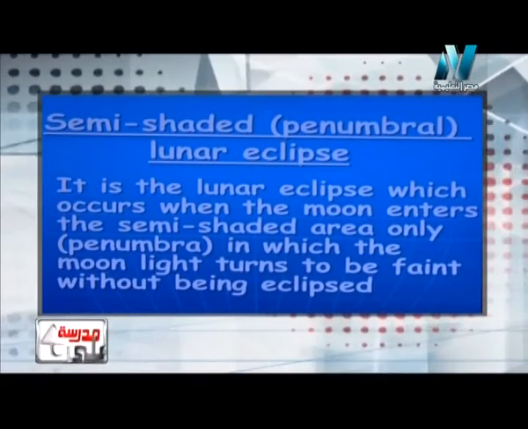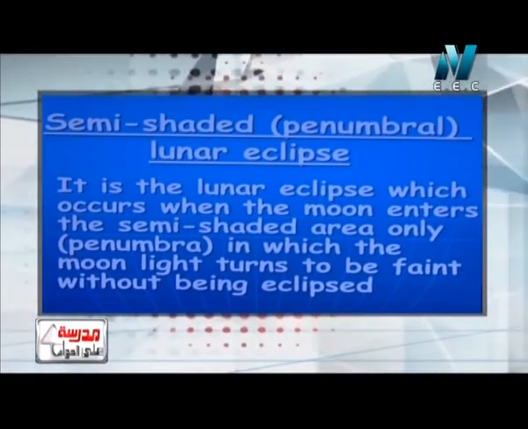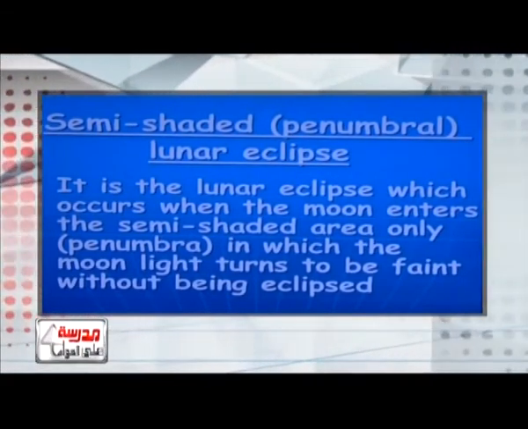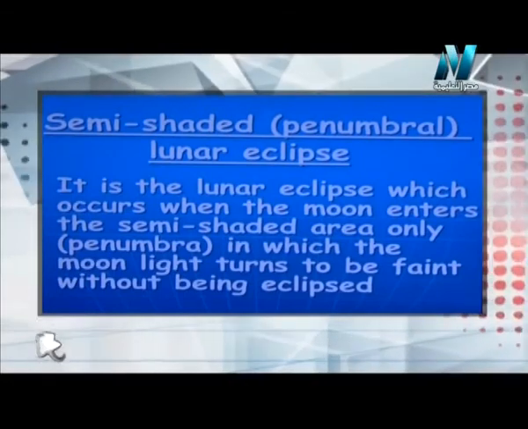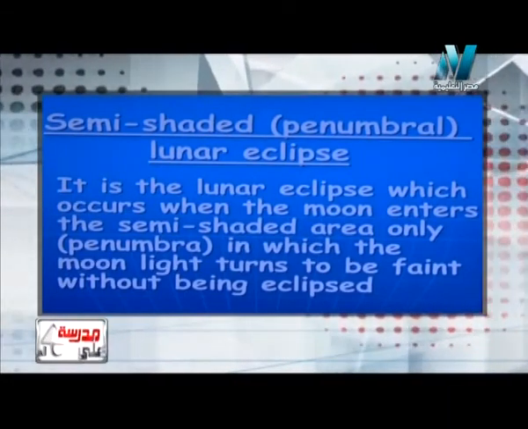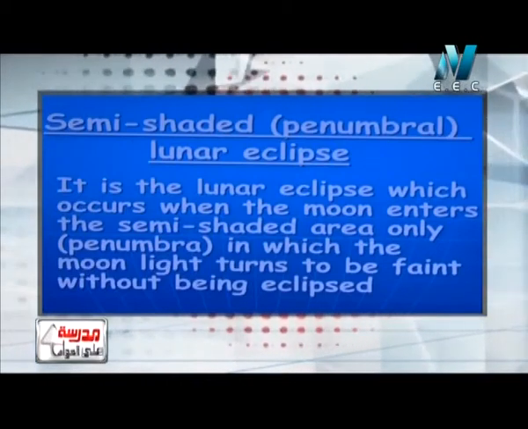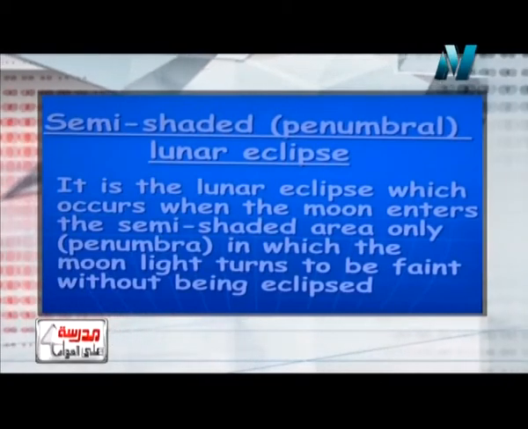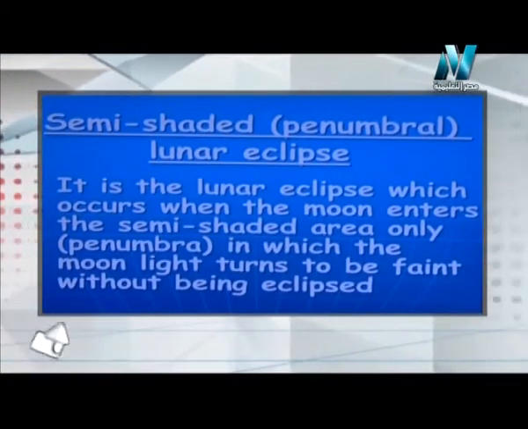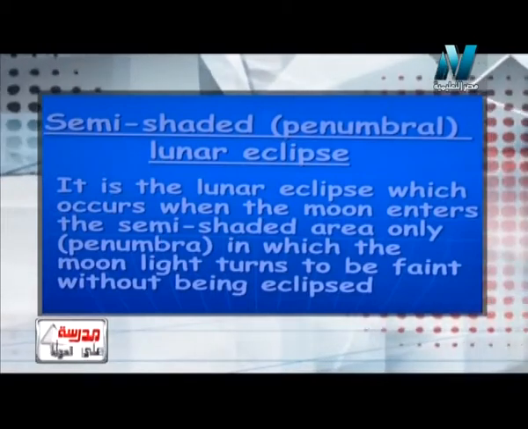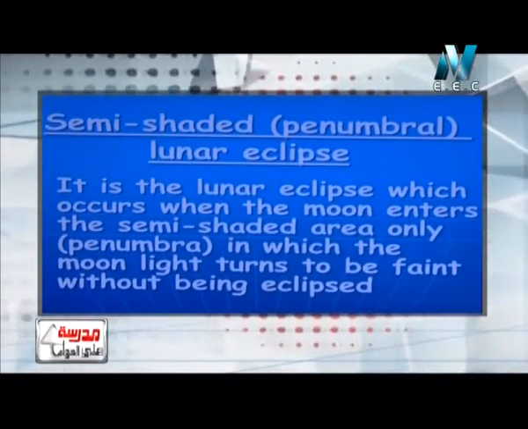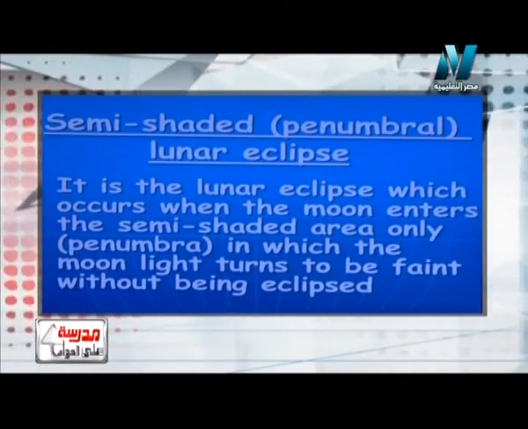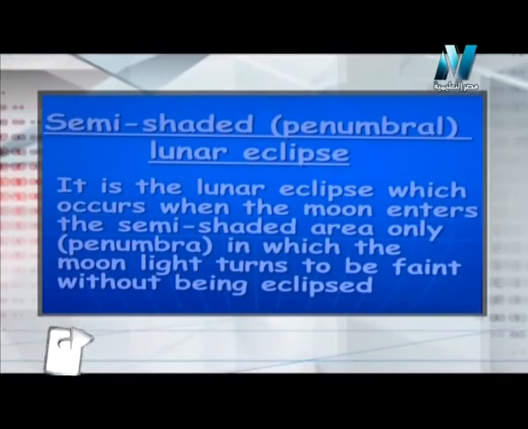It's a lunar eclipse, but not a real eclipse. What happens to the moon is that its light becomes eclipsed, it becomes a little bit fainter, that's why we call it semi-shaded or penumbral lunar eclipse. There is no total eclipse in it, but its light becomes a little dimmer. Okay, so again it's a semi-shaded penumbral lunar eclipse. It's a lunar eclipse which occurs when the moon enters the semi-shaded area only, or penumbra area, in which the moonlight turns to be faint without being eclipsed.